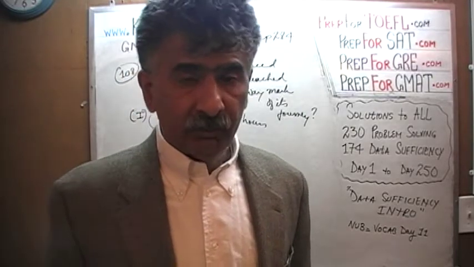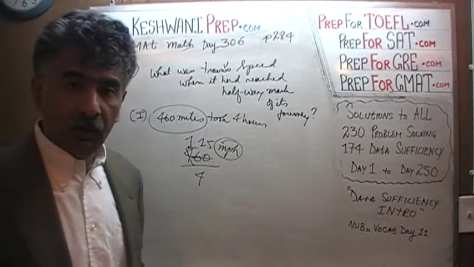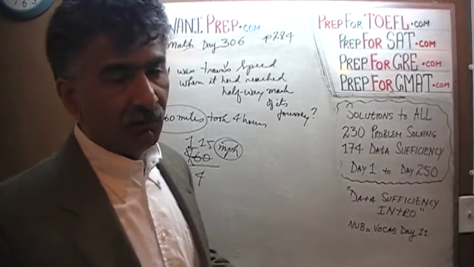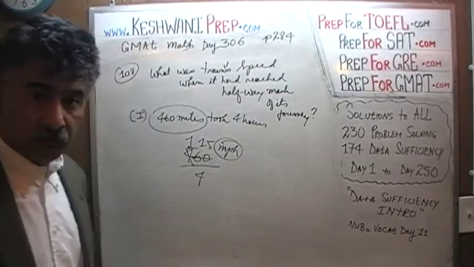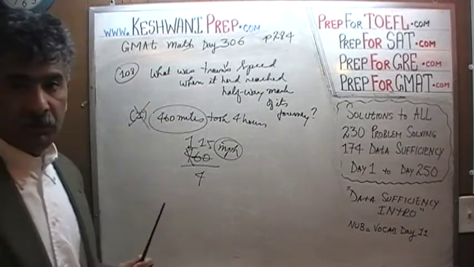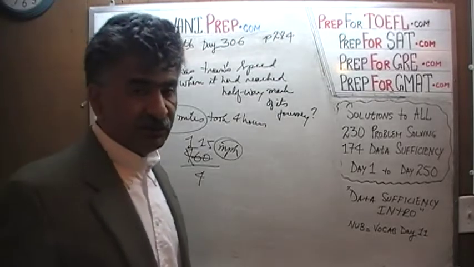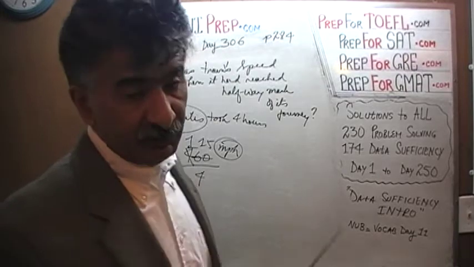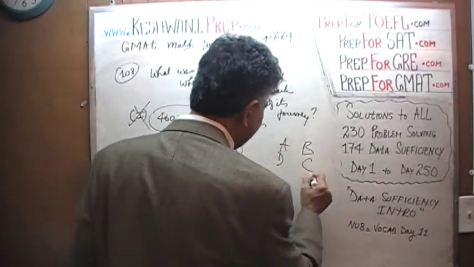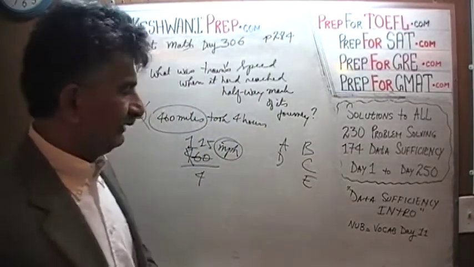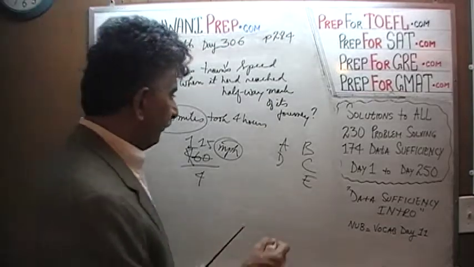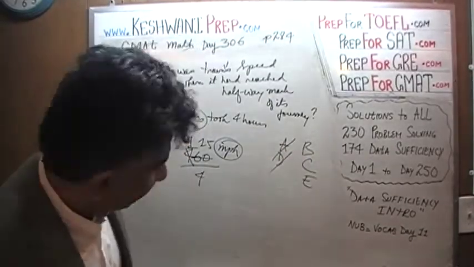But there is no way for us to tell from this information what the train's precise speed was when it reached exactly the halfway mark of its journey. This is worthless information. This information is of no use to us. Statement number one is not just not sufficient, it is actually worthless. A D B C E. Now that we established the first statement is of no use to us, we know now the answer cannot be A or D. Let's look at the second statement.